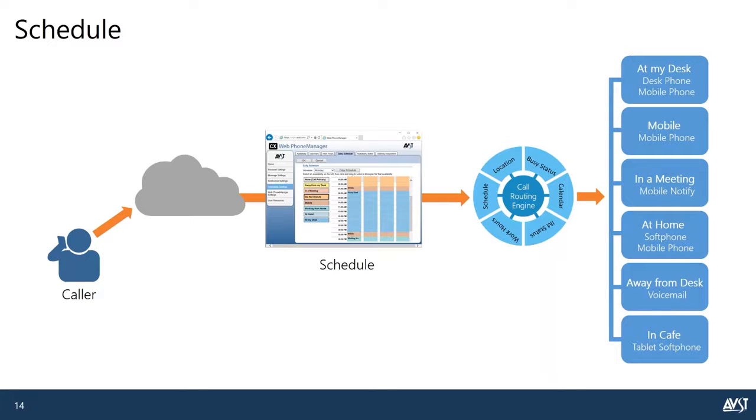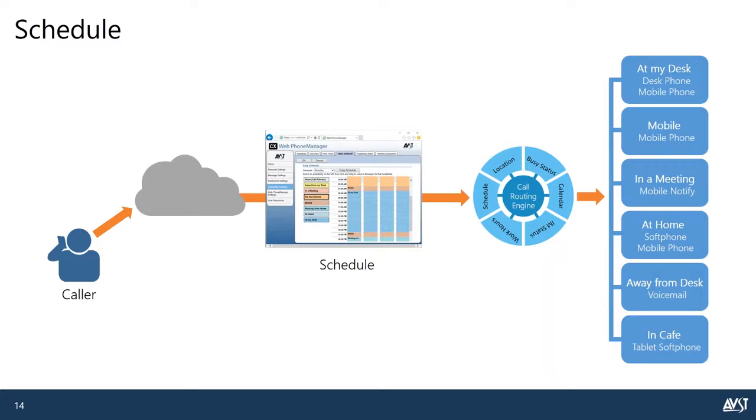You can see the availability states over on the side. The blue pieces happen to be for at my desk, and at my desk says, ring my desk phone first. If I don't answer, ring my mobile phone. Then I have a mobile availability that says just ring my mobile phone. I've got an at home that says ring my soft phone and then my mobile phone. I have all these different ones available that are built in automatically.